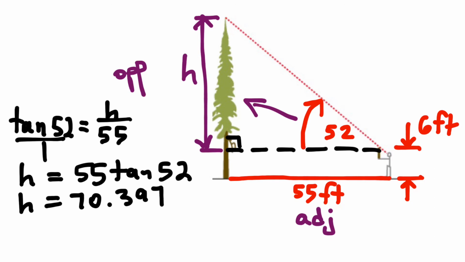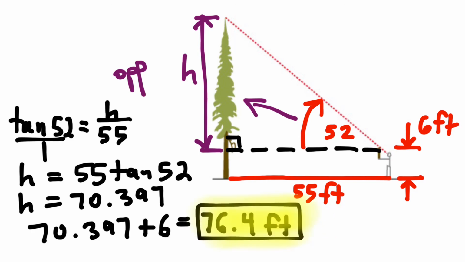If I add on to that my 6 feet, remember, it's already 6 feet to this point on the trunk, then the additional 70.397 feet should give me the total height of my tree. So I add the 6 feet to the 70.397, rounded to the tenths place. That's 76.4 feet.